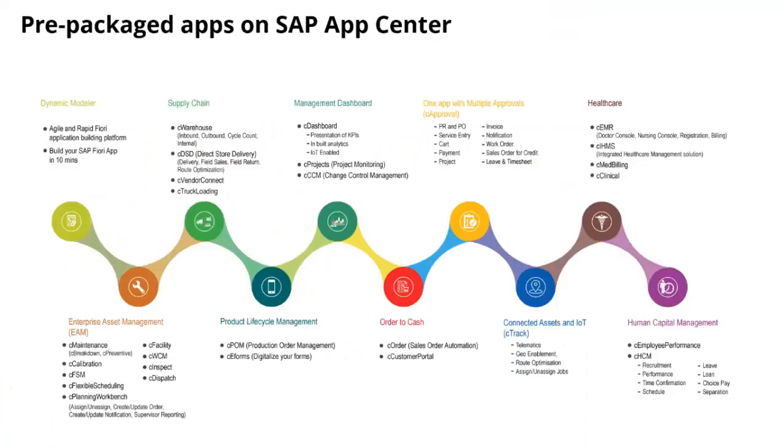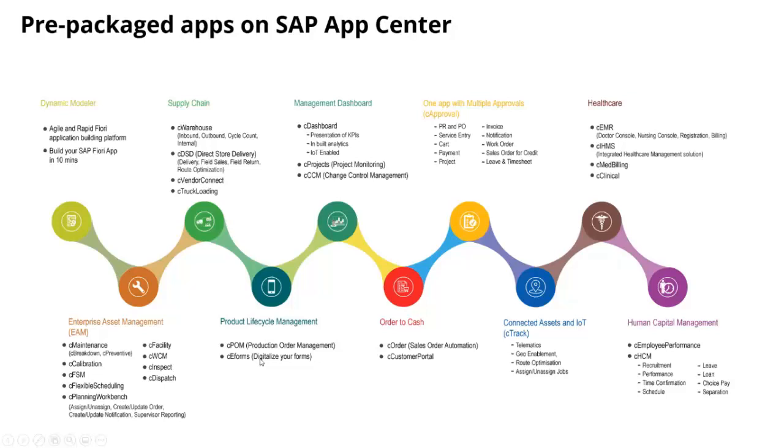So a few more minutes. We just looked at warehouse, but this is the list of all of our applications. That includes enterprise asset management, so maintenance, calibration. We have similar applications for them. In supply chain, we have warehouse, which was our focus today. We have direct store delivery. We have vendor connect. We also have truck loading.